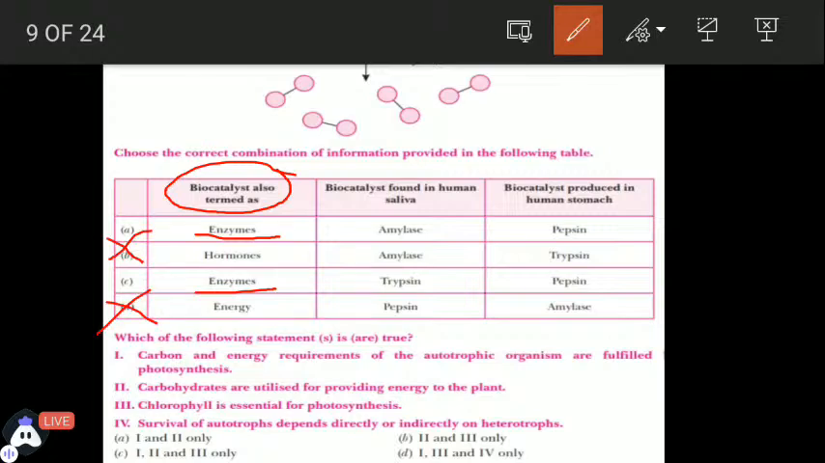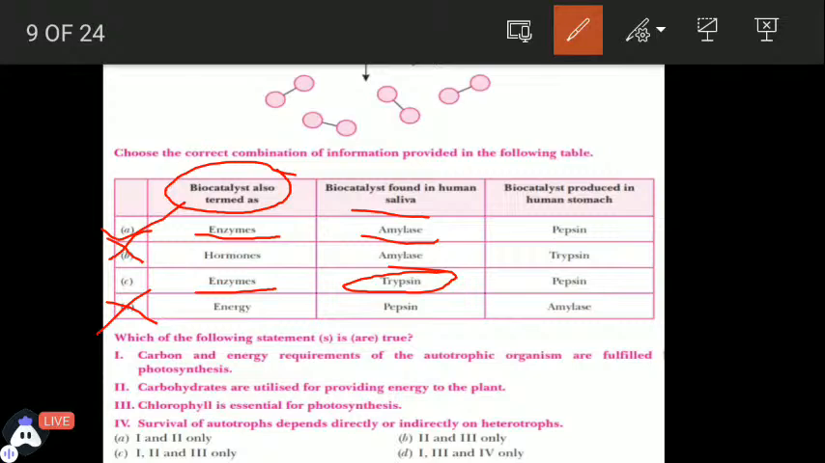Moving ahead to the next. Biocatalyst found in human saliva. It is not trypsin. It is what? It is amylase. So the correct option of the two is the A1. So the correct answer of this particular question would be A1.